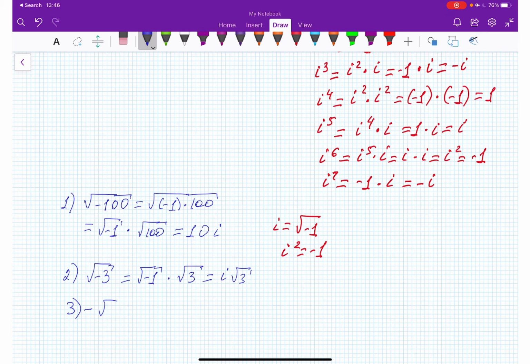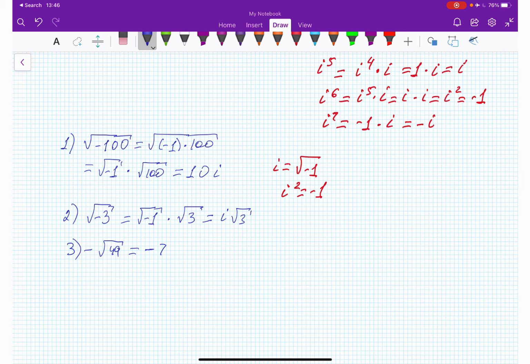Number 3. Negative square root of 49. As you can see, this negative stands outside. It has nothing to do with the square root of a negative, right? So the square root of 49 is 7. We get negative 7. This is a tricky part, so you have to be careful. Number 4, the square root of negative 16.